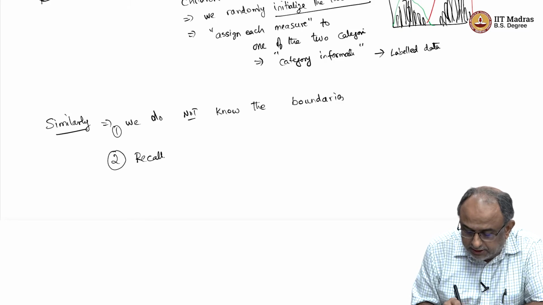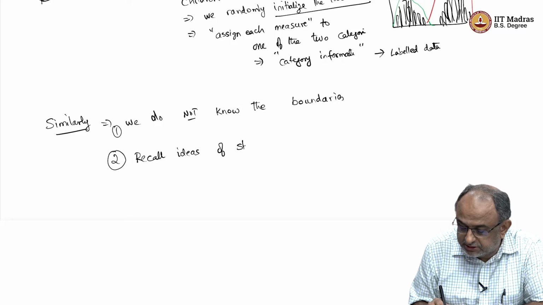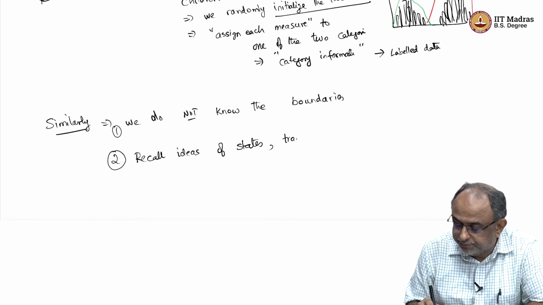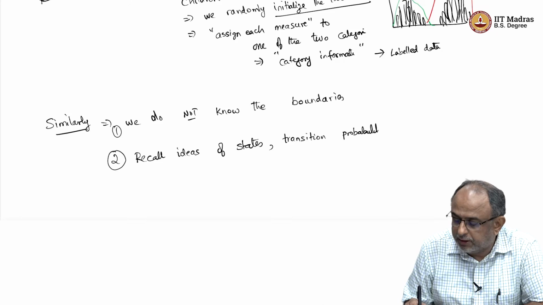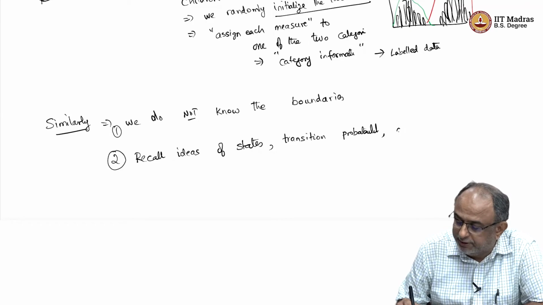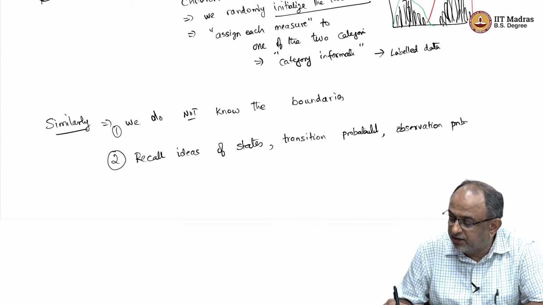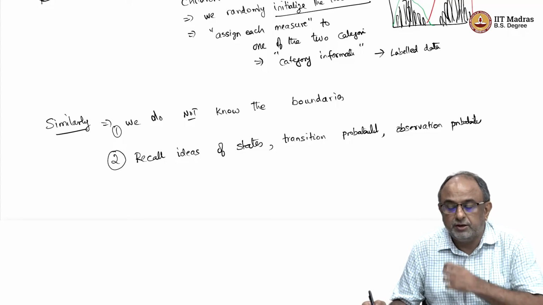Recall ideas of states, right? Transition probability, and what is the other one? Observation probability. All this we have talked about in the last few classes. So, I am going to take some ideas from this and use it now.